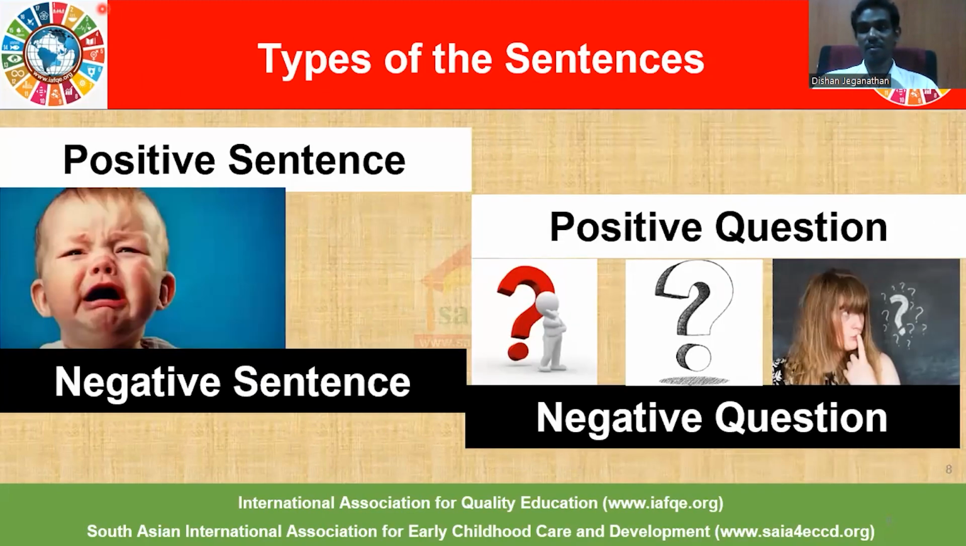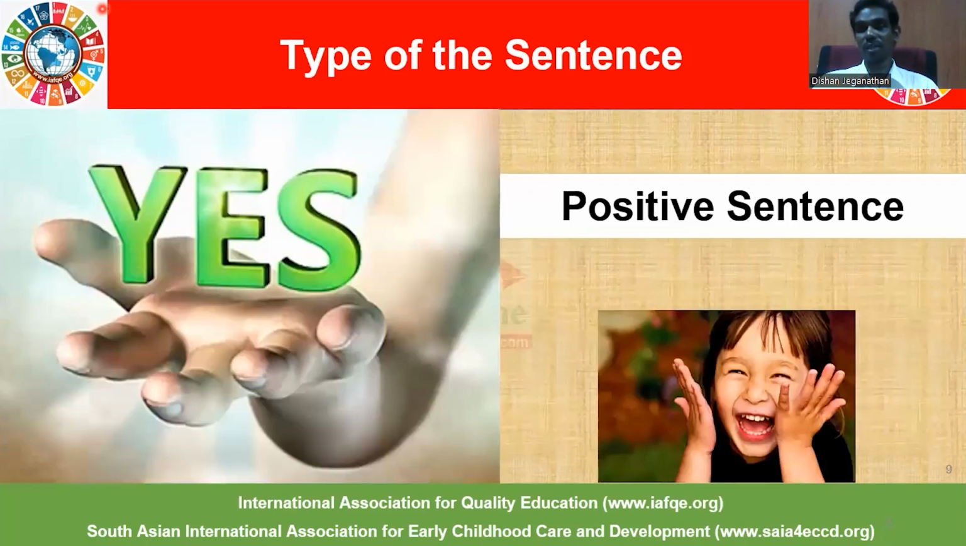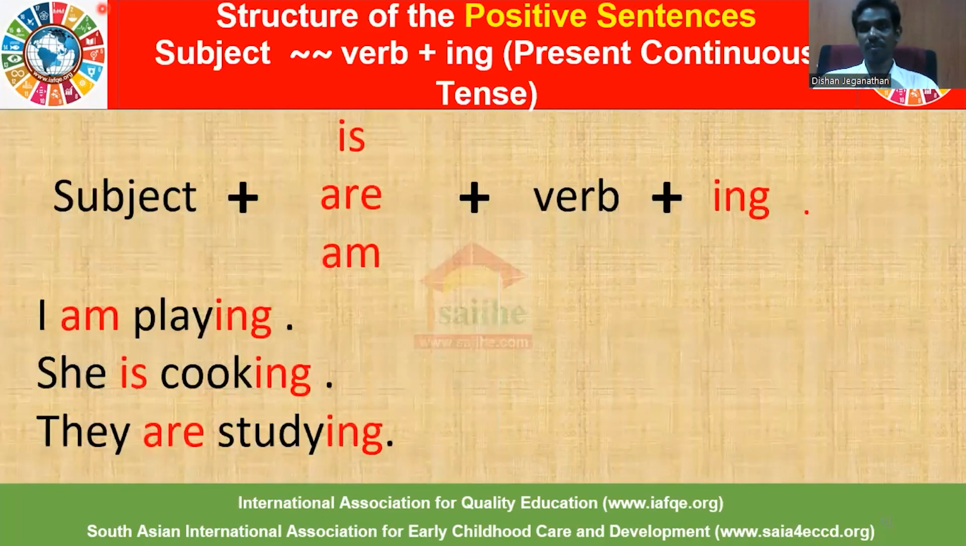Types of sentences. Sentences can be classified under 4 types, namely positive sentence, negative sentence, positive question, and negative question. Let's now look into each of the types. The first one is positive sentence. In a positive sentence for present continuous tense, the structure would be subject plus is or are or am plus the verb followed by ing.